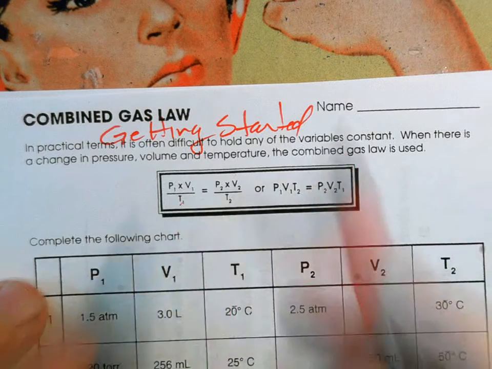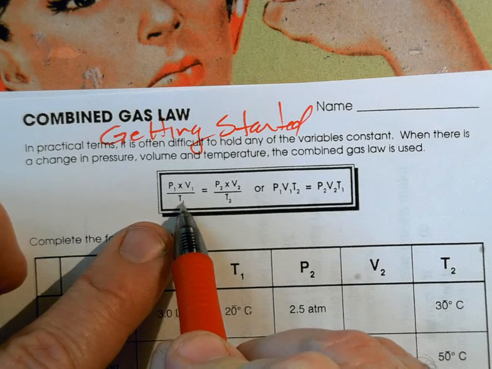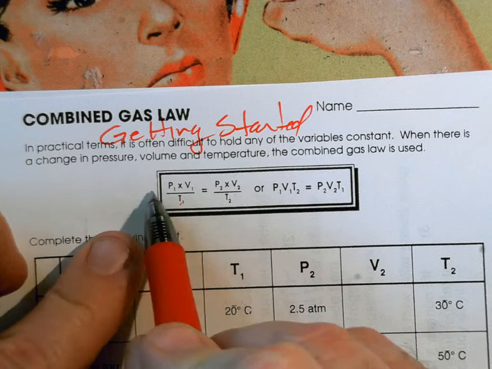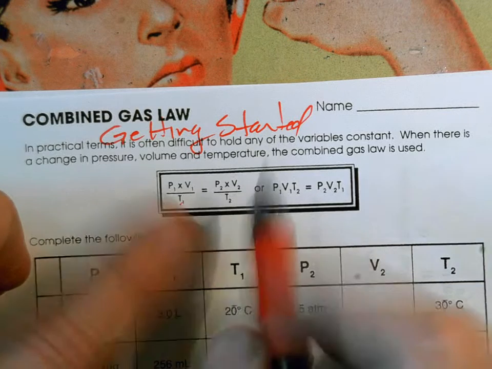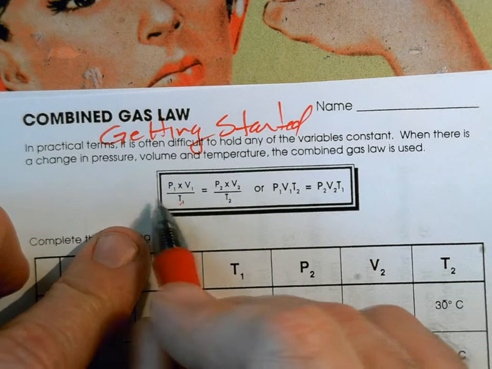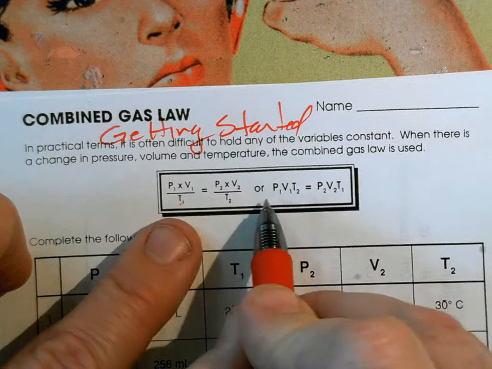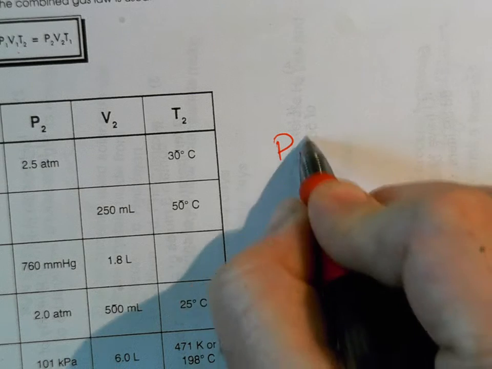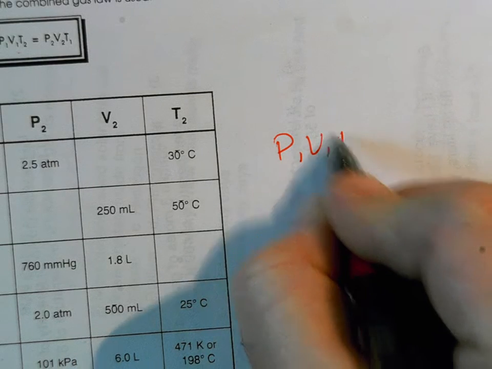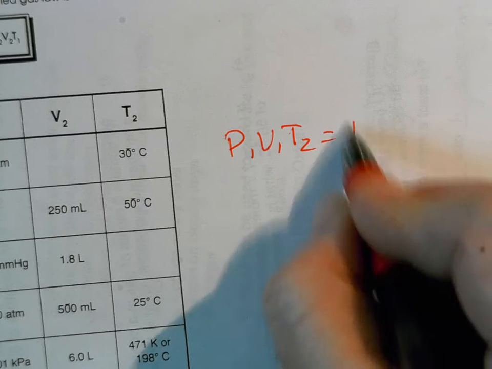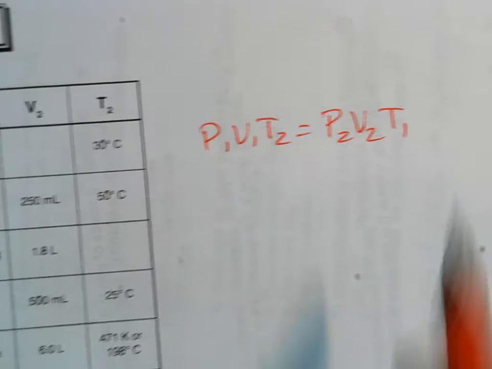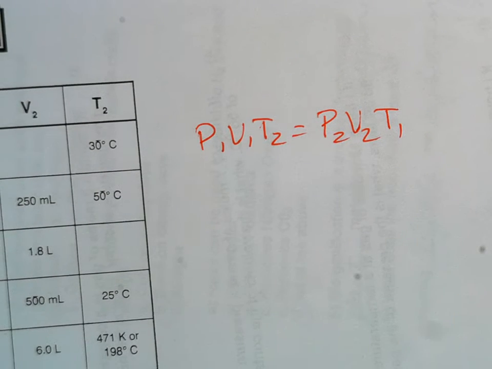So the first step I always recommend is cross multiplying to get the T1 and the T2 out of the denominator. When you multiply both sides by T1 and by T2, you end up getting this. In fact, I'll draw it a little bit bigger over here. So we still have the P1, V1, but now we've got T2, and then you still have P2, V2, but now you've got the opposite temperature. This makes it a lot easier for you to rearrange.